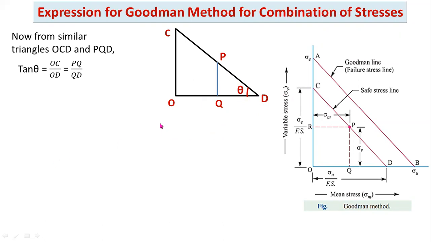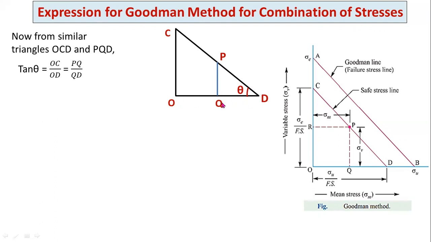Already we know the formula for tan theta. Tan theta equals opposite side by adjacent side. So from the triangle OCD, tan theta equals opposite side OC by adjacent side OD.